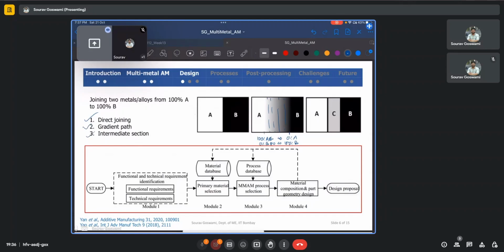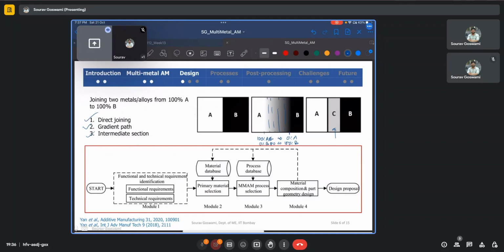And the third approach can be to use an intermediate section. So this material has to be metallurgically compatible with both A and B, and it is usually used to prevent the direct mixing of the materials or direct joining between A and B, which might then lead to some formation of intermetallics or other brittle deleterious phases.